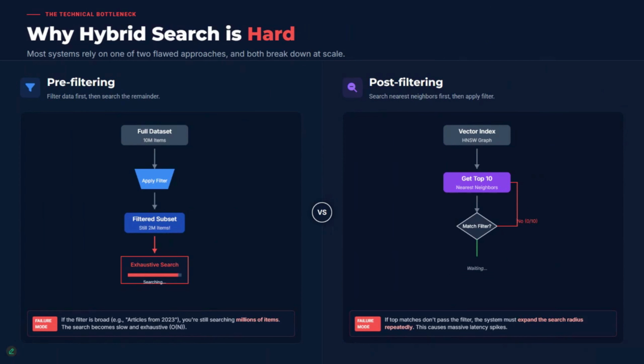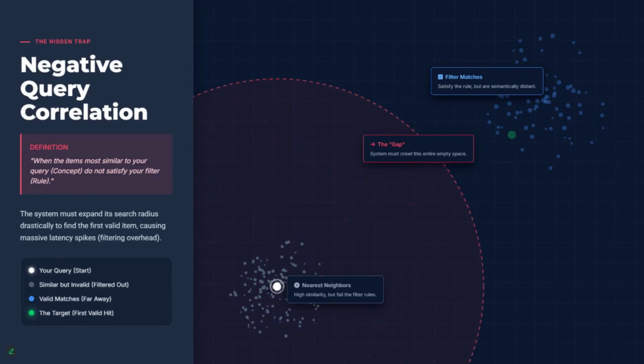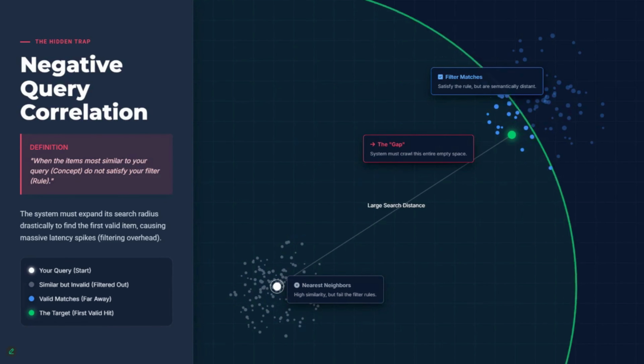But there's a hidden trap here, and it's a big one. If the items most similar to your query don't satisfy the filter, the system has to expand its search radius again and again. It's like zooming farther and farther out, desperately trying to find something that fits. This creates huge delays. The research paper calls this negative query correlation. The visual example explains it perfectly. The green dot is what you want, but all the items that satisfy the rule, the blue dots, are on the other side of the dataset. The system has no choice but to crawl across the entire space, making post-filtering nearly unusable at scale.